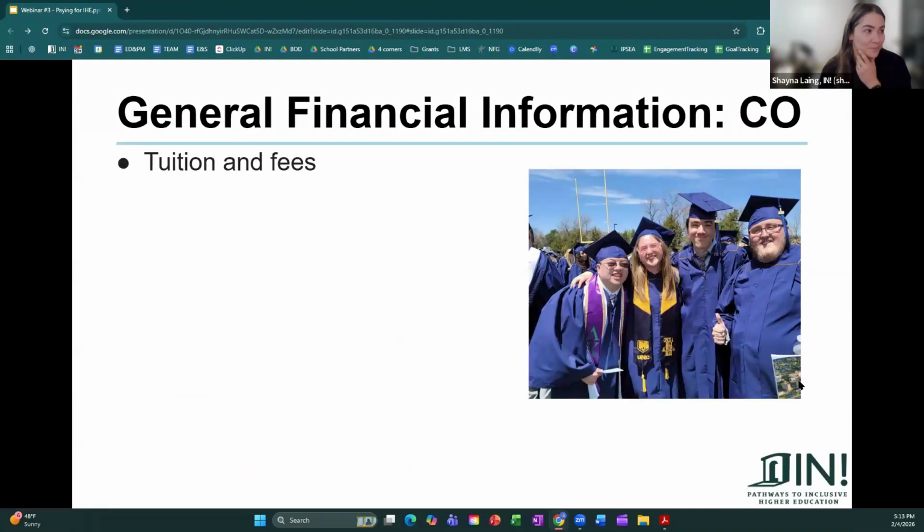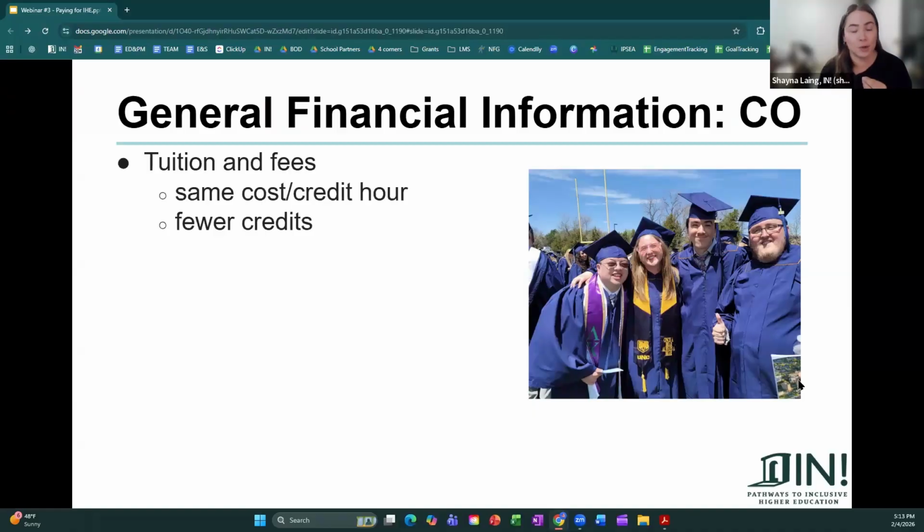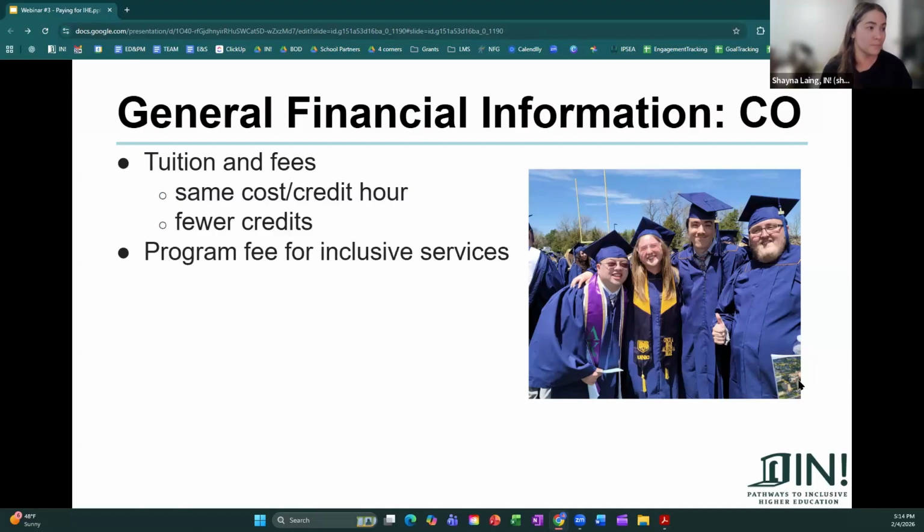So to break it down, tuition and fees for students in these programs. Students enrolled in inclusive higher education programs are going to have the same cost per credit hour as any other student, but they are often taking far fewer credits. Traditional students for a full course load would be 15 to 18 credits per semester. Our students tend to take 6 to 9 per semester. And so they're paying the same cost per credit hour, but have a lower cost overall because they're not taking as many courses.